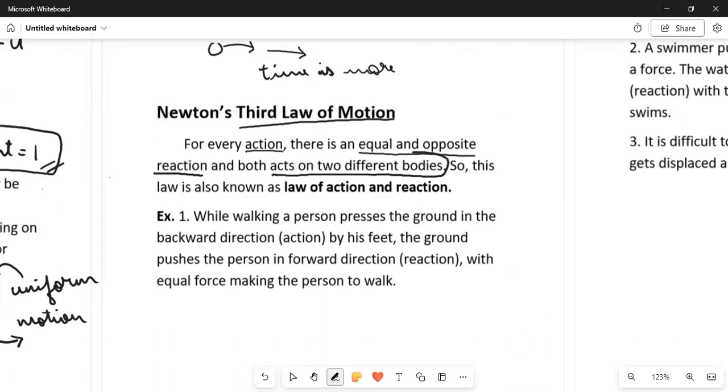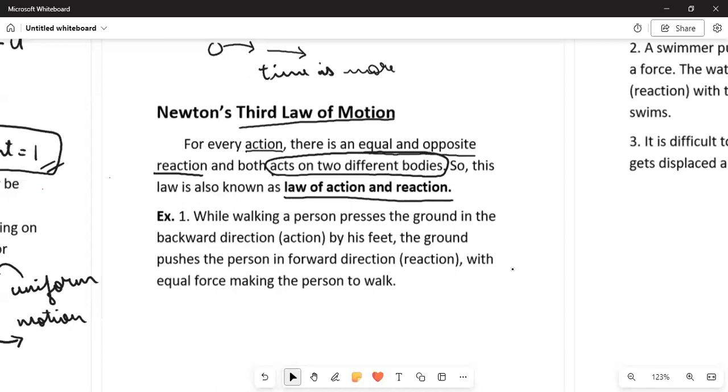This point, that they act on two different bodies, is very important, and many times questions are asked on this statement: do the action and reaction defined in Newton's third law of motion act on the same body or two different bodies? So you need to remember this statement which says that for every action there is an equal and opposite reaction, and both act on two different bodies. And this law is also called the law of action and reaction, as action and reaction are involved in this statement.